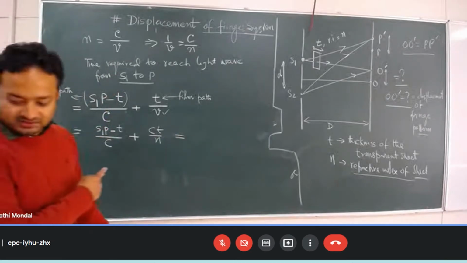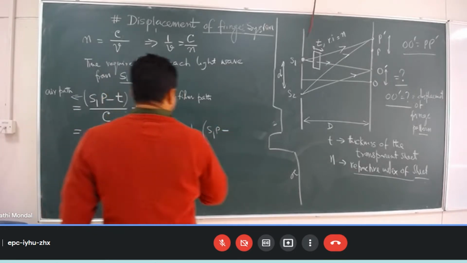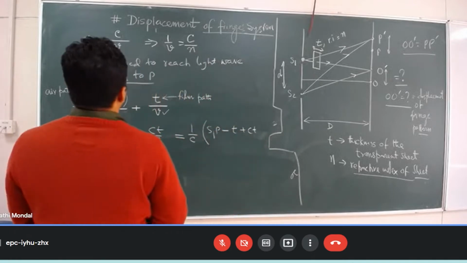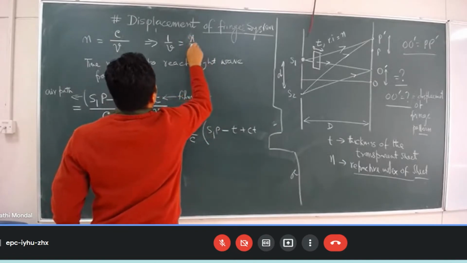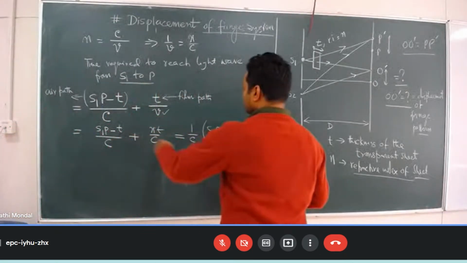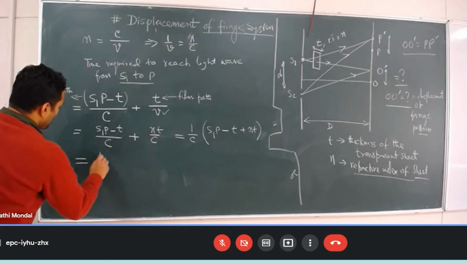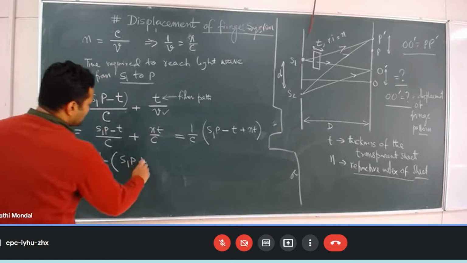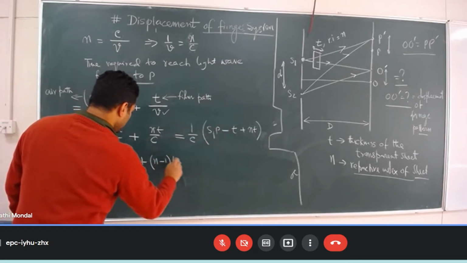If we calculate this, we take 1 by C, so it will give you S1P minus T plus N T. Did I make a mistake, sir? It's N by C. Okay, that's what N by C. So it will become N T. So that means this will be 1 by C into S1P minus, and if I take how much increase has happened, it will become N minus 1 into T.